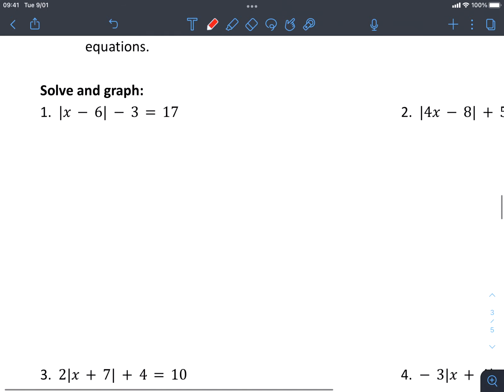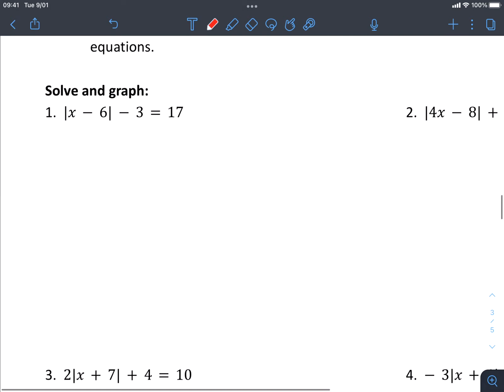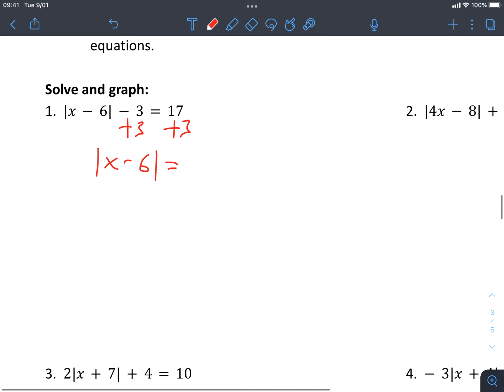So I'm going to add 3 to both sides to make it go away, to eliminate it. So the absolute value of x minus 6 is equal to 20. Well, this looks just like what we did in the last lesson.